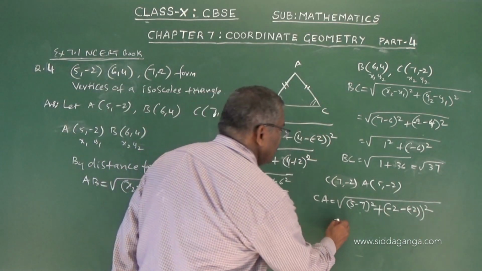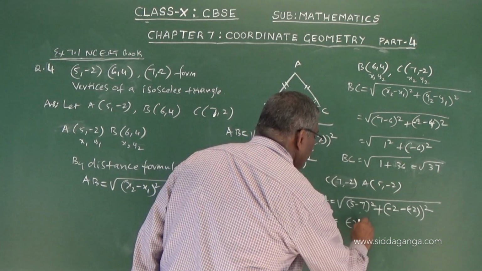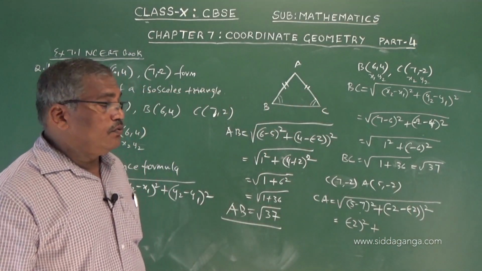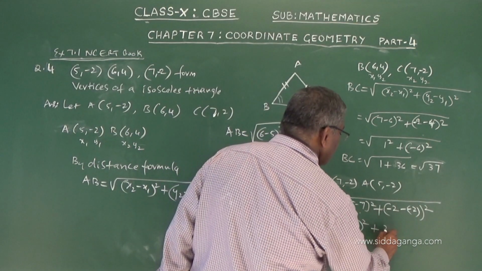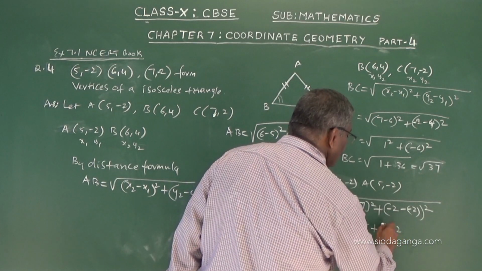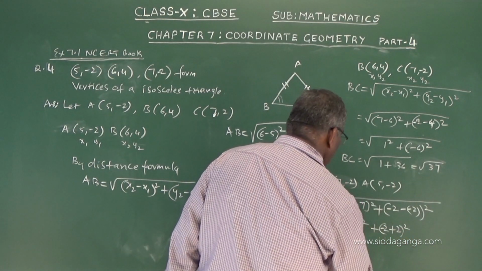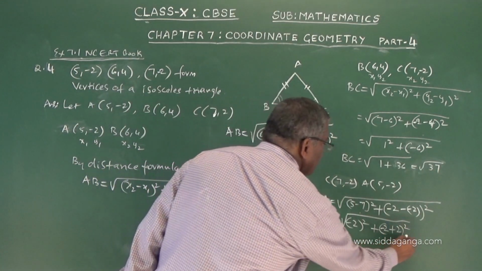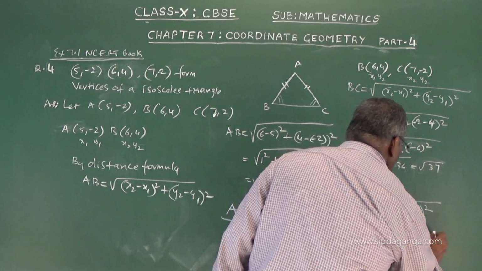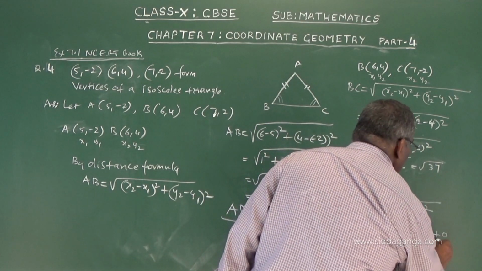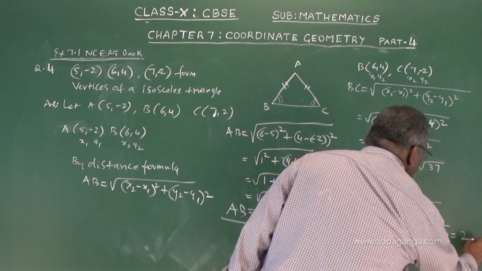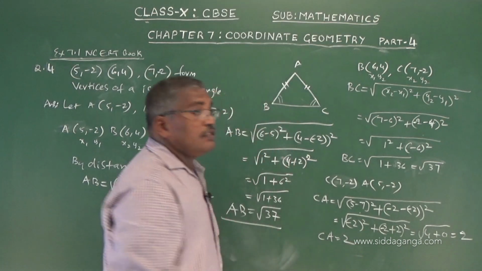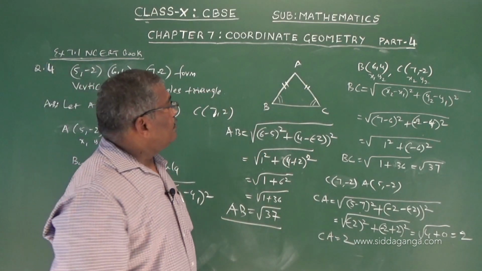So this equals minus 2 whole square plus minus 2 minus of minus 2 becomes minus 2 plus 2 whole square. This will become 0. We will get this is 4. 2 square is 4 plus 0 square. It is equal to 2. So CA equals 2.